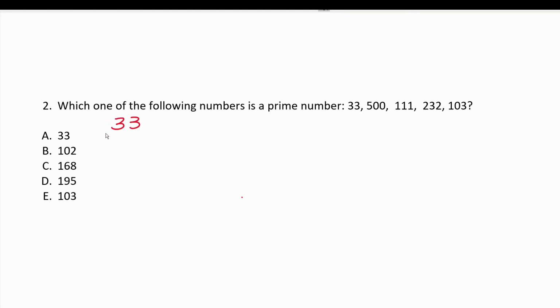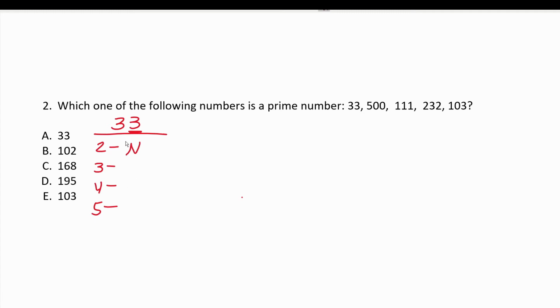We have 33, and we want to check it for divisibility of 2, 3, 4, and 5. So let's go ahead and do that. Is 33 divisible by 2? Well, to check that, we look at the last digit in 33, notably 3. And if that last digit is even, it's divisible by 2. Since 3 is not even, we know it's not divisible by 2.